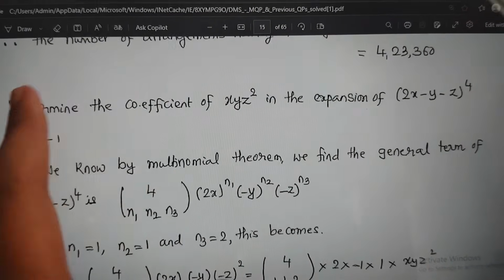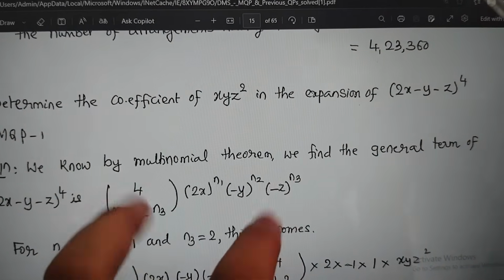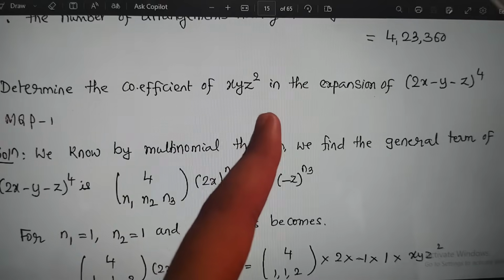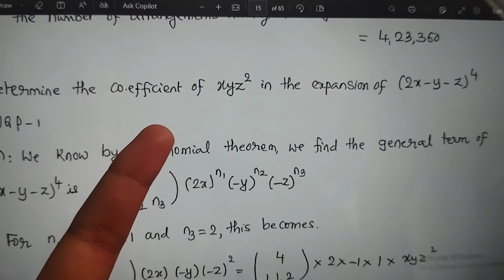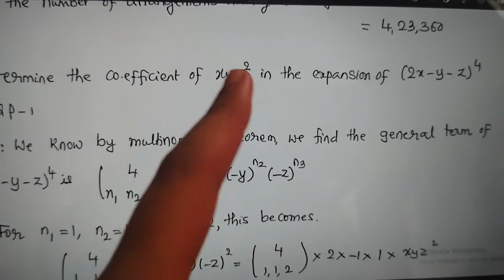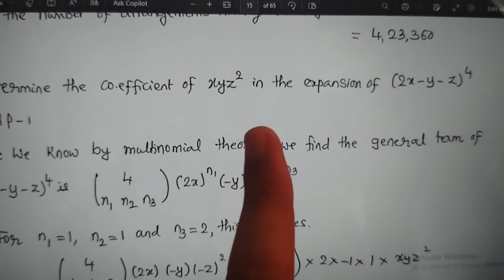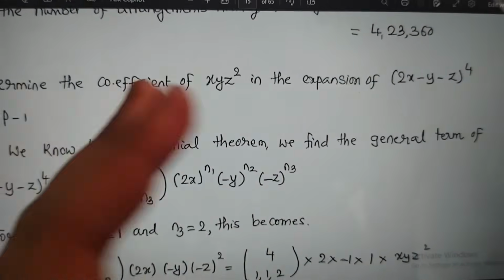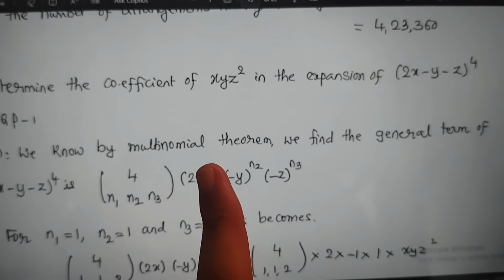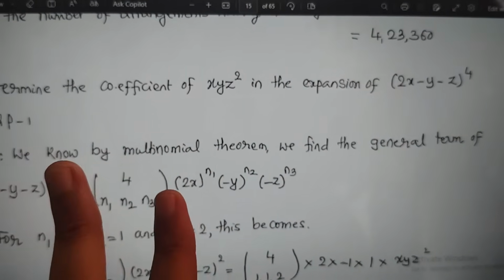Then for determining the coefficient, we have one standard formula. Remember, if we have 3 variables, then we can use the multinomial theorem. If we have only 2 letters, 2 variables, then we must use the binomial theorem. If we used multinomial here, you'll get the wrong answer. There are 2 formulas, just remember that.